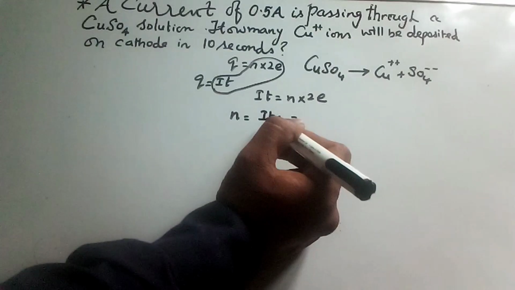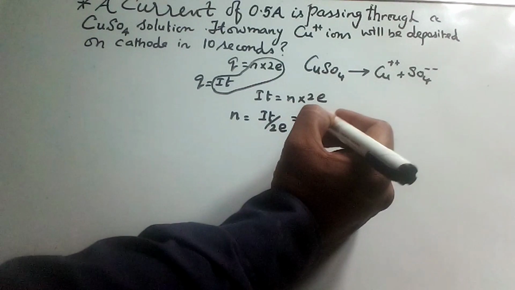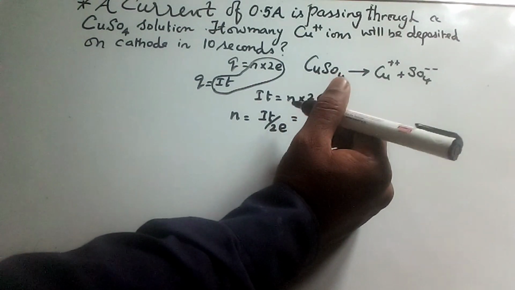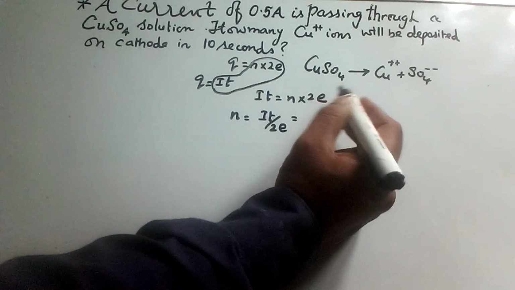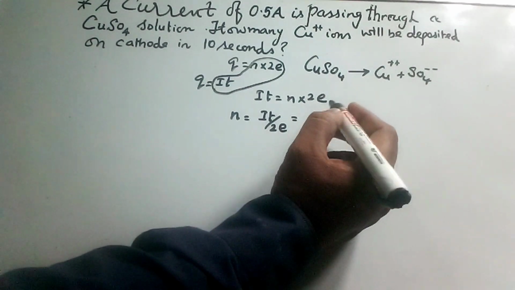Since current I is given and time T is also given, we can calculate the number of copper ions. Here it is a Cu²⁺ ion, that's why we can calculate the number of copper ions.